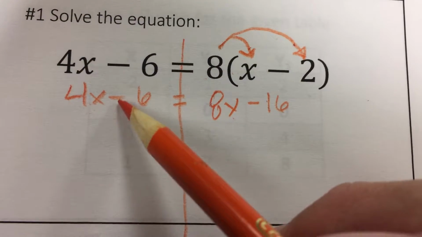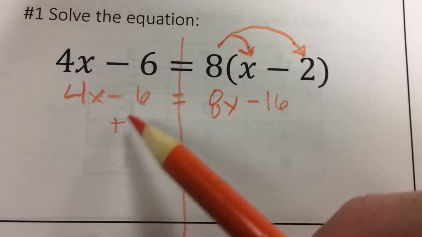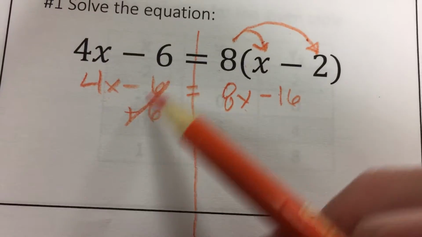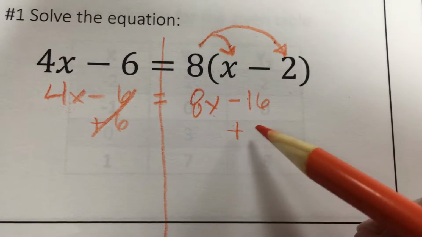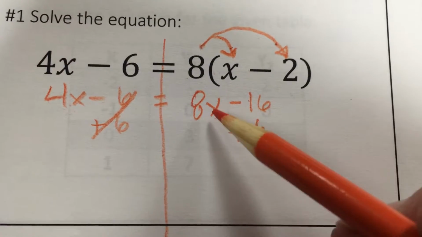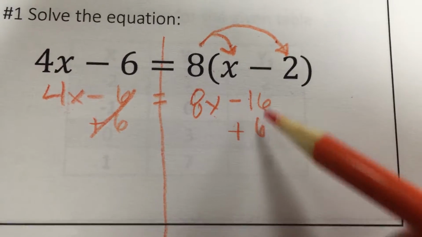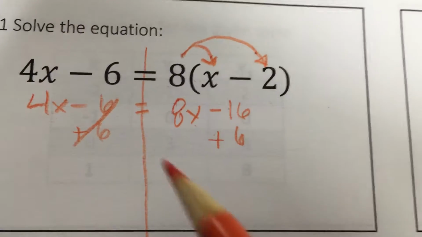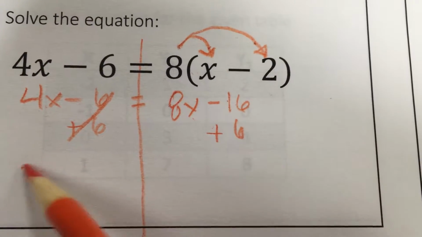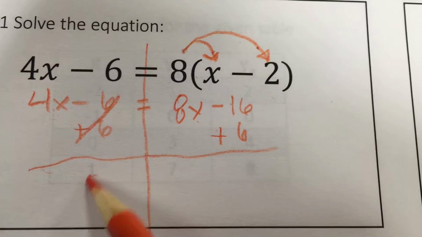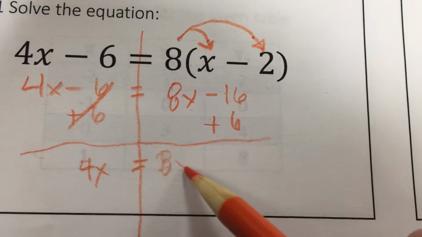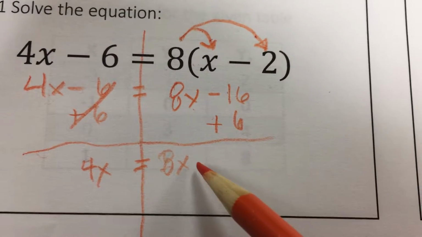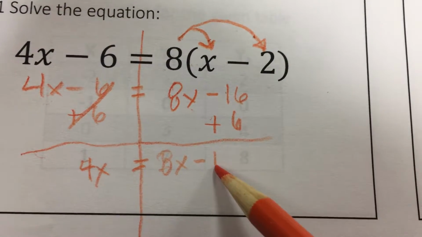So I'm going to do the opposite of subtracting 6, which is adding 6 here to cancel that out or zero it out. And then I'm going to add 6 to the number. I cannot add 6 to the x. It has to be to the number. I can only add numbers to numbers and variables to variables. So when I'm done with that, on this side I have 4x. On the other side I have 8x. And negative 16 plus 6 is negative 10.